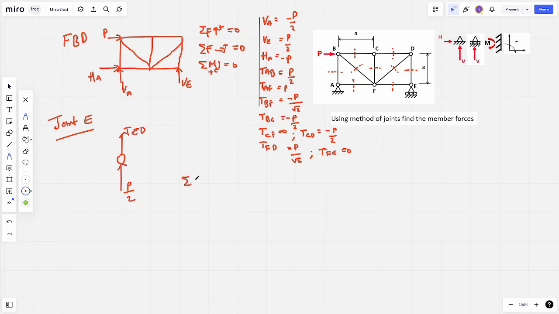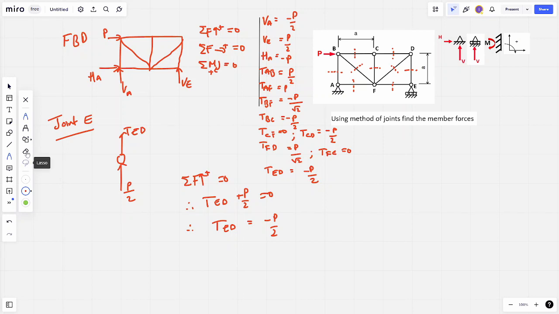Intuitively, looking at that, the force going up must equal 0. So therefore, TED plus P over 2 is equal to 0. And then we can take it to the other side. We can say TED is equal to negative P over 2. And we can add that to our table, which is TED is equal to negative P over 2.